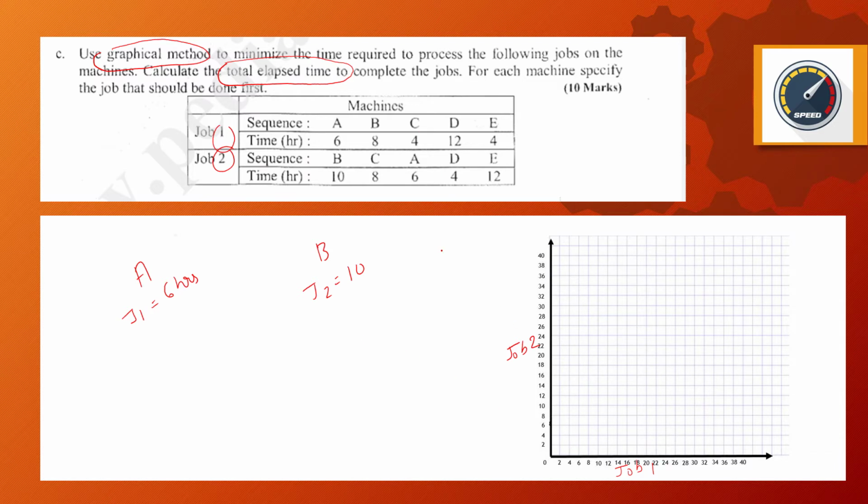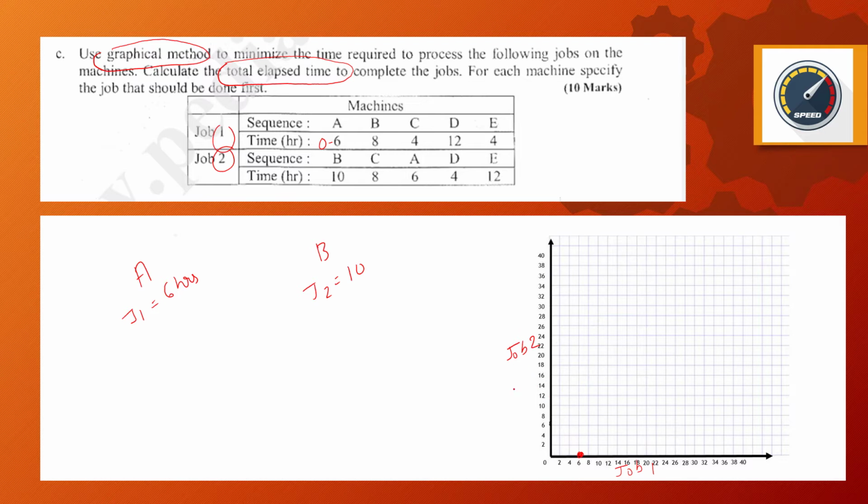Now we need to mark machine A on the plot, which I said before as boxes. How to mark machine A in the graph? We need to see that on job 1, A starts in the beginning, which is 0 to 6. In the graph you can see that it comes around here, 0 to 6.